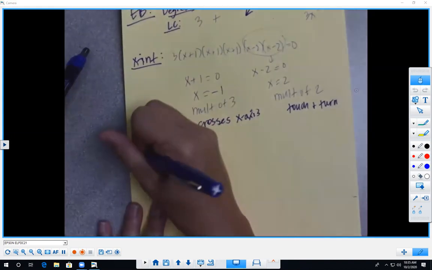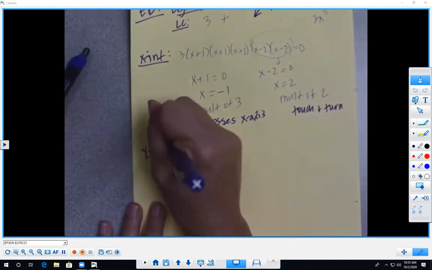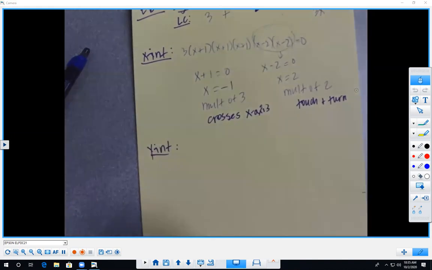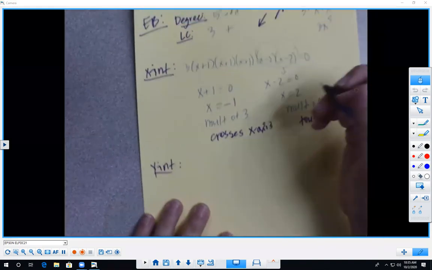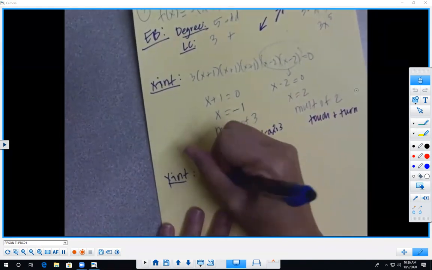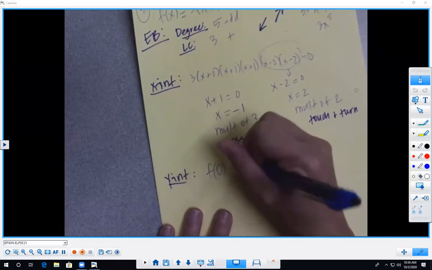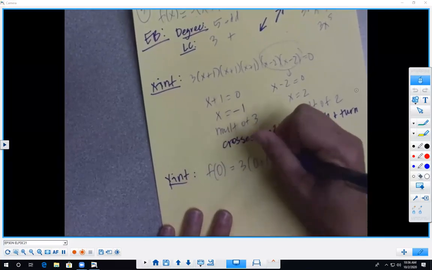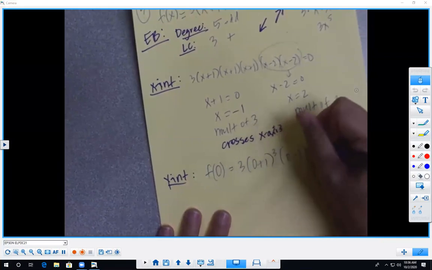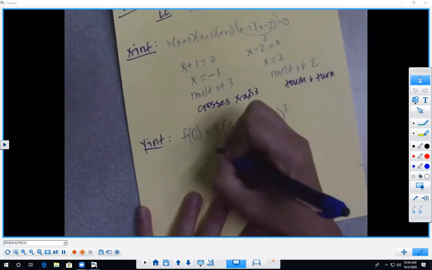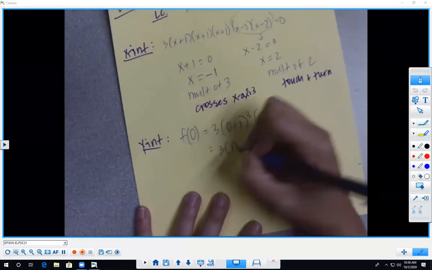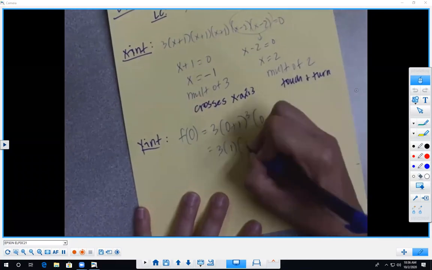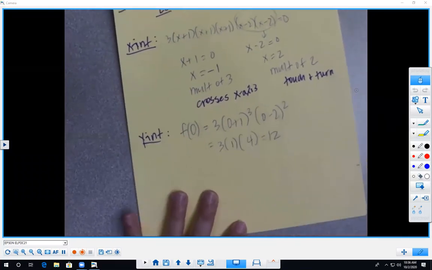Okay, last thing we're going to do is find the y-intercept. How do you find the y-intercept? Yeah, plug in 0 for x, right? F of 0 equals 3 times 0 plus 1 to the 3rd power times 0 minus 2 squared, which is going to be 3 times 1 times -2 squared, which is +4, which is going to be 12.